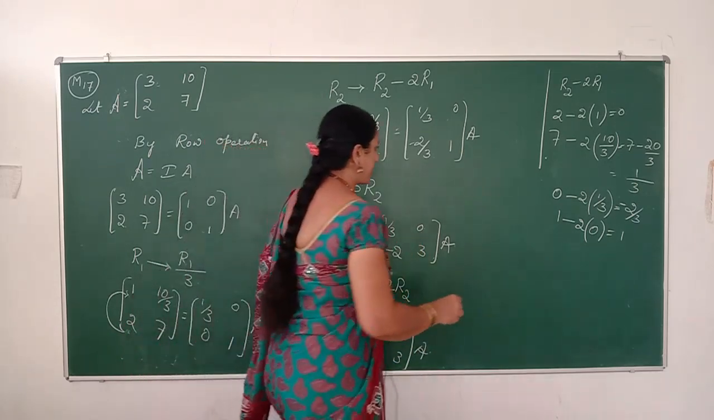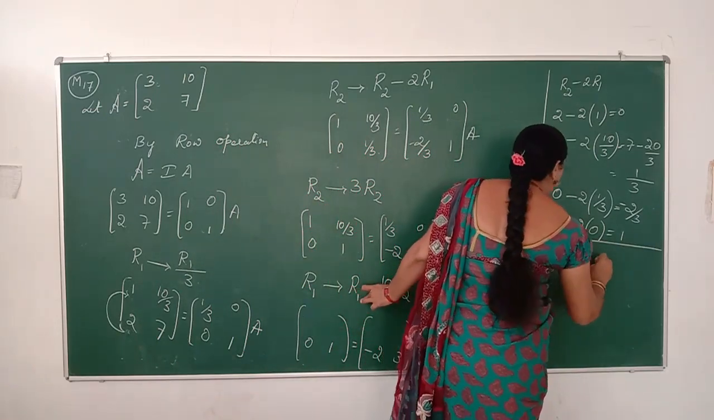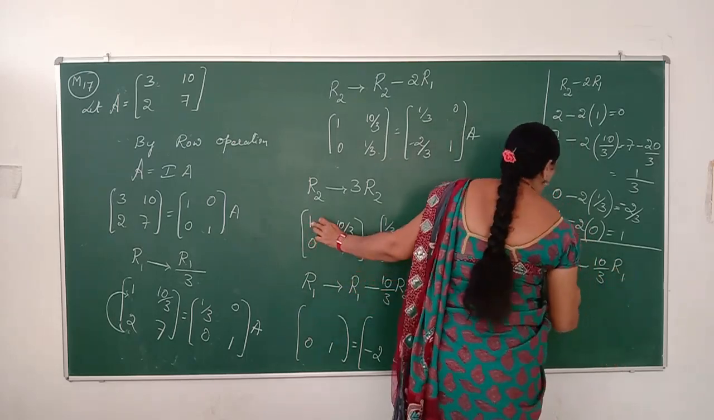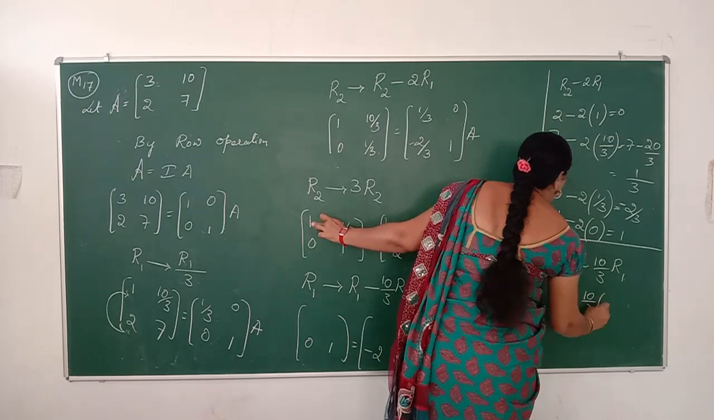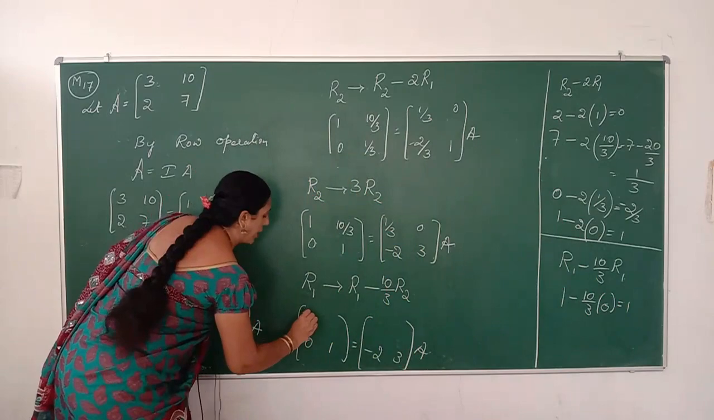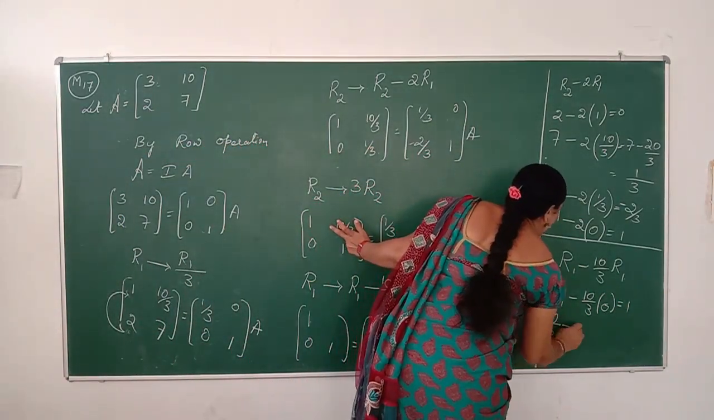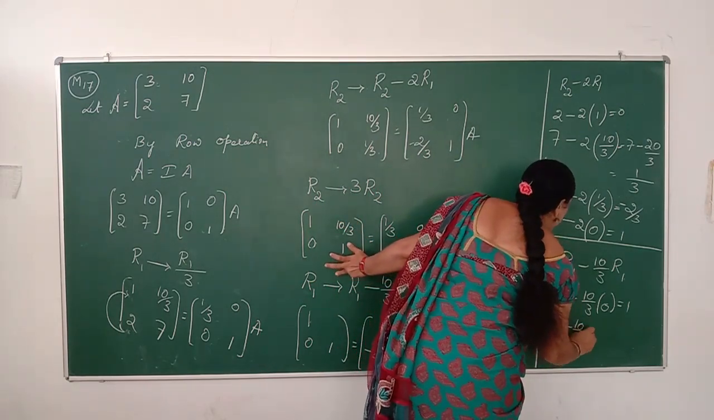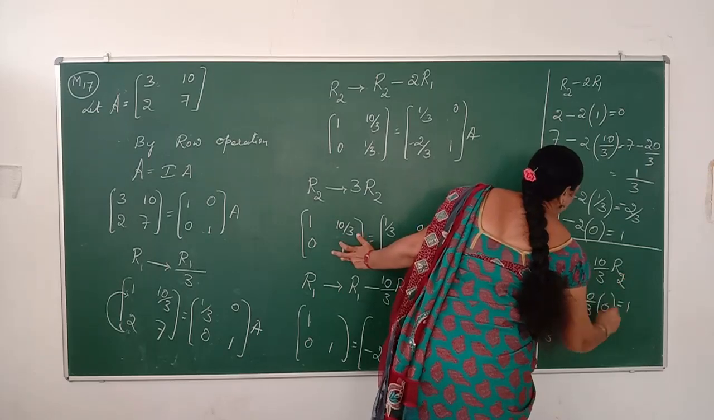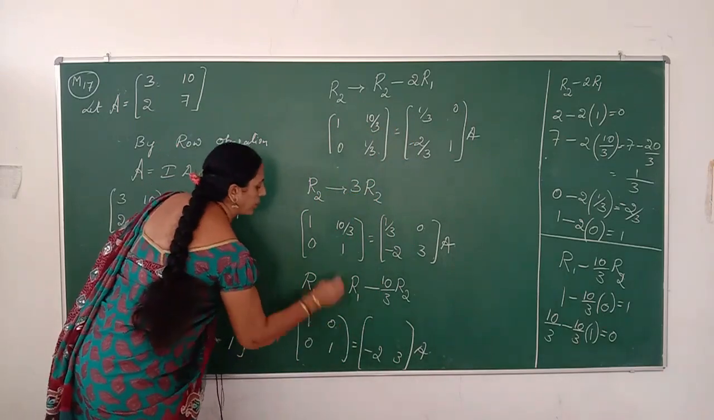Now the first row is nothing but R1 minus 10 by 3 of R2. So R1 is 1 now, minus 10 by 3 of the corresponding R2 is 0. It is again nothing but 1. The second element of R1 is 10 by 3 minus 10 by 3 of the corresponding R2, which is 1. That is 10 by 3 minus 10 by 3, which is 0.